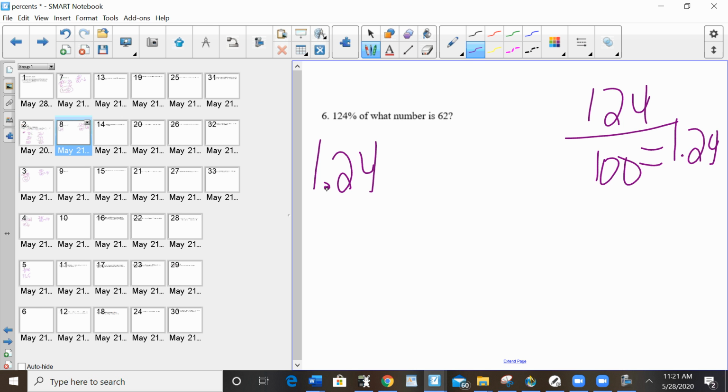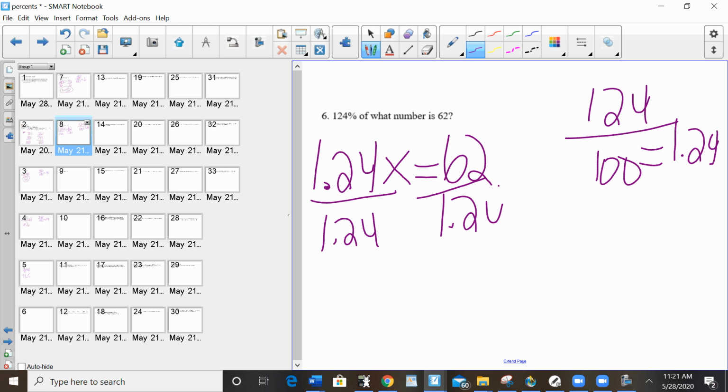So it's 124% of what number? So 1.24 times x equals 62. From here to solve it, 62 divided by 1.24 is 50.